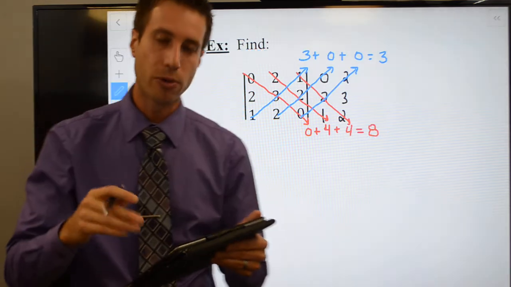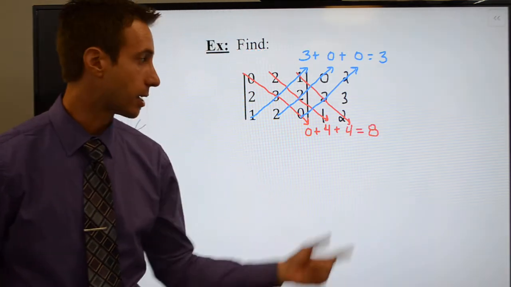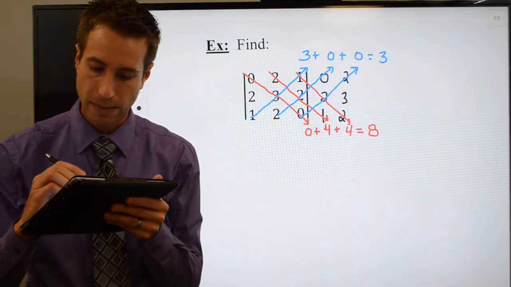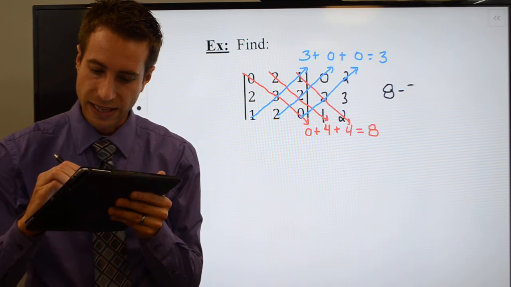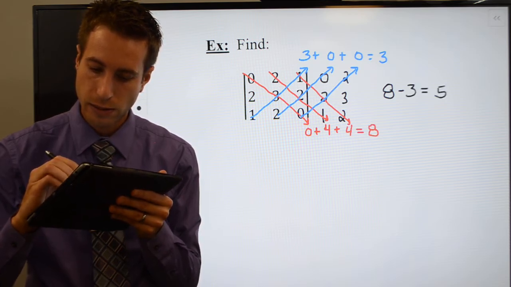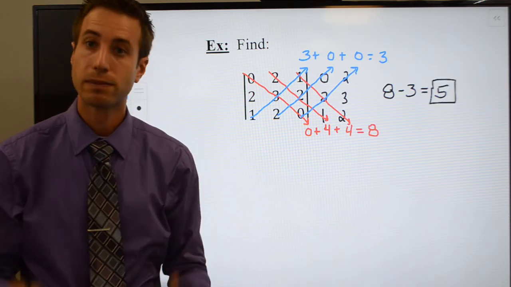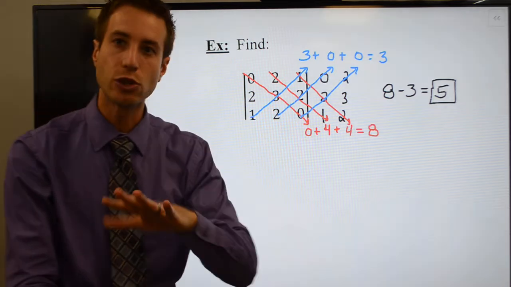Now, again, remember, in order to finish off this problem, you have to do the bottom minus the top. Bottom minus top, 8 minus 3. And the determinant for this 3 by 3 square matrix is 5. Hopefully that makes sense. Again, it's a process that you'll get used to.